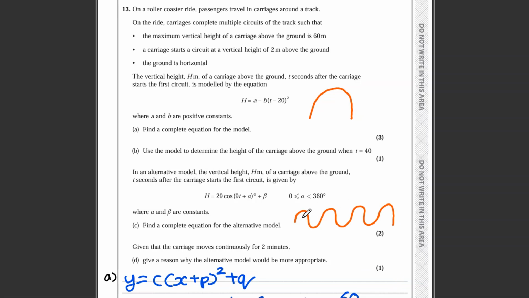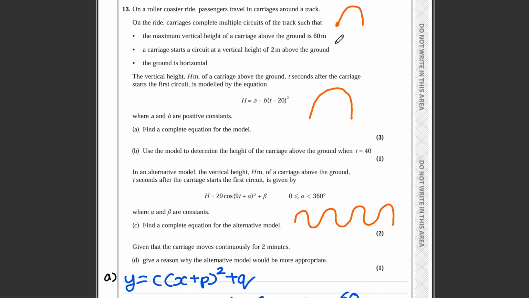The reason that this one is a better model is we're told that carriages complete multiple circuits of the track. Okay, so if we consider what's going on here, so remember h represents the vertical height of a carriage above the ground. Okay, so the ride is going to start here, for example. In fact, we're told it starts at a vertical height of 2 meters and then it reaches a maximum of 60 meters. So it's going to go up to 60 and then it's going to go back down like this here. Now this scenario both of the models can work with, so this is fine.